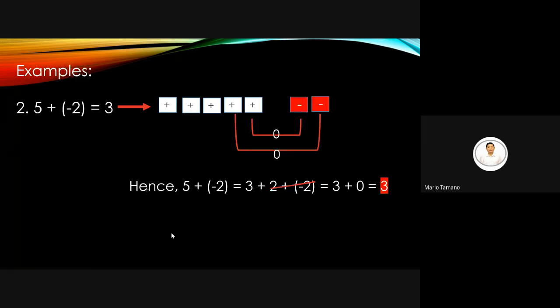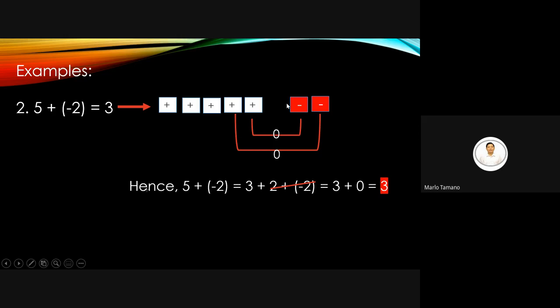Number 2, 5 plus negative 2. So magkaiba na sila, ano? Kanina, dalawang positive, ngayon naman ay unlike signs na po. So positive yung 5 plus negative naman po yung 2. Okay? How come that the answer is 3? So let's see the tiles. So how many positive tiles do we have? 5. 1, 2, 3, 4, 5. And we will add negative 2. Dalawang negative 2 tiles. So yan.